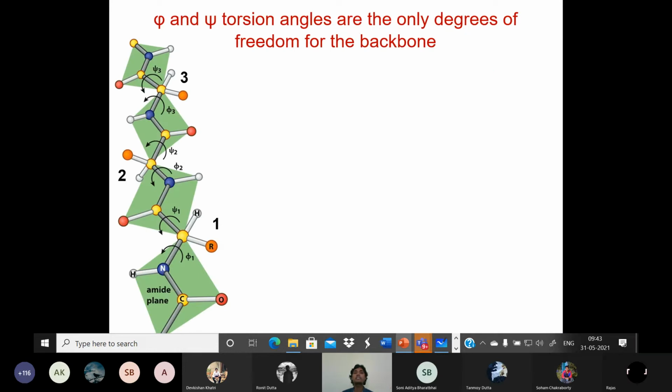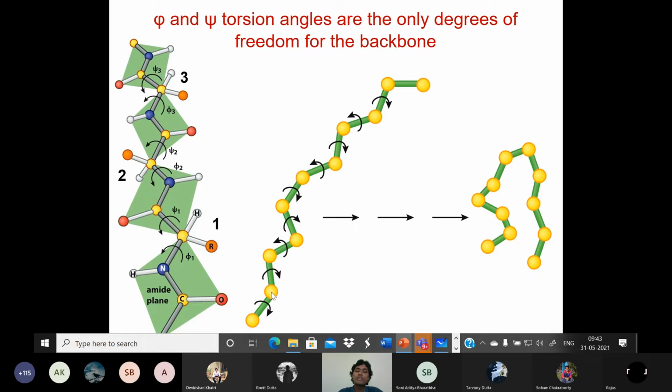Now, phi and psi torsion angles are the only degrees of freedom for the backbone, not the omega. If you see here, just think in a physical way that you have a polypeptide chain, some kind of ball and stick model. You are trying to see those angles as well as those bonds. Those are the alpha carbon atoms here, sorry, every atom, because otherwise you don't have this angle here.